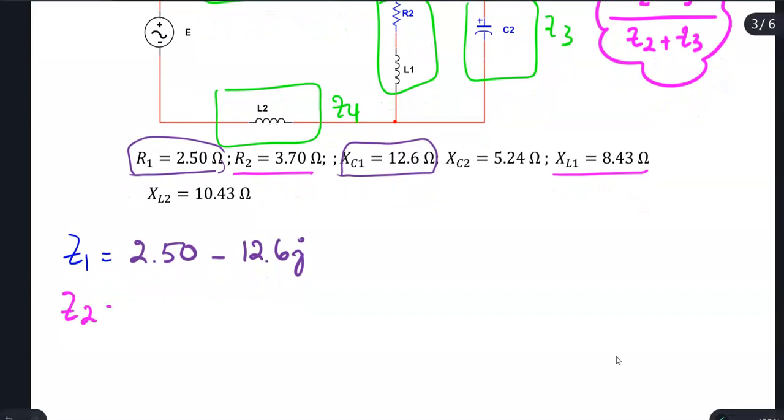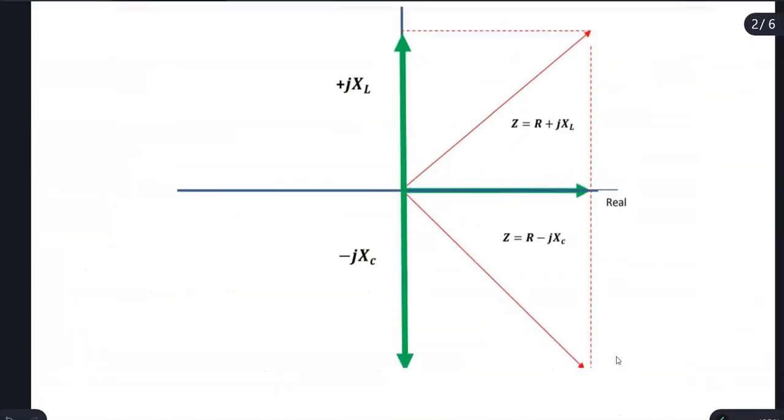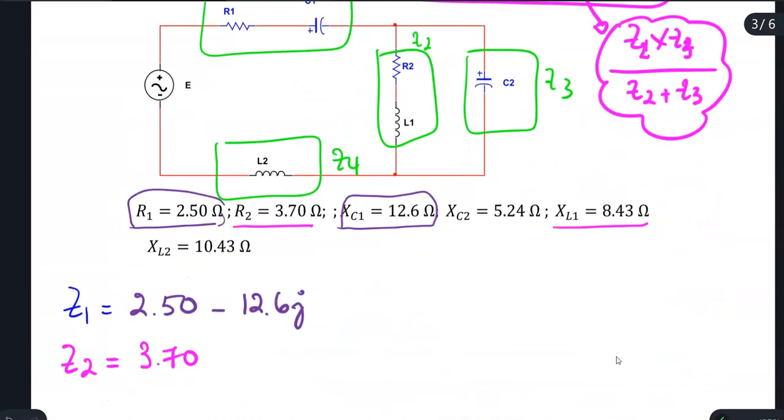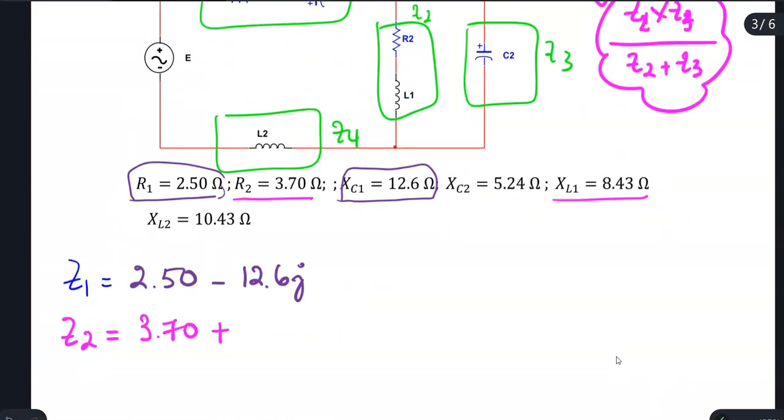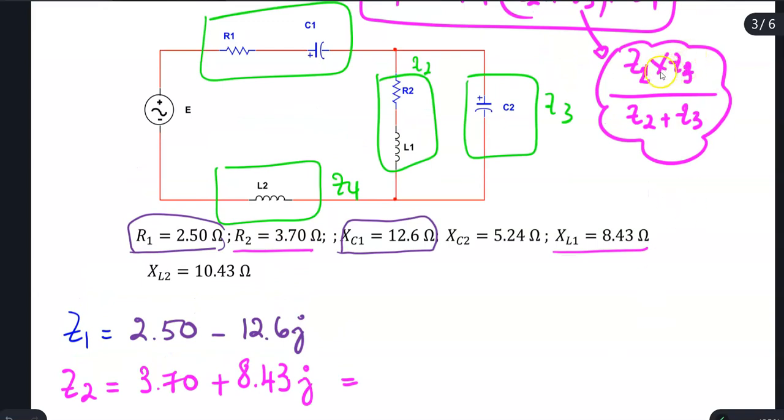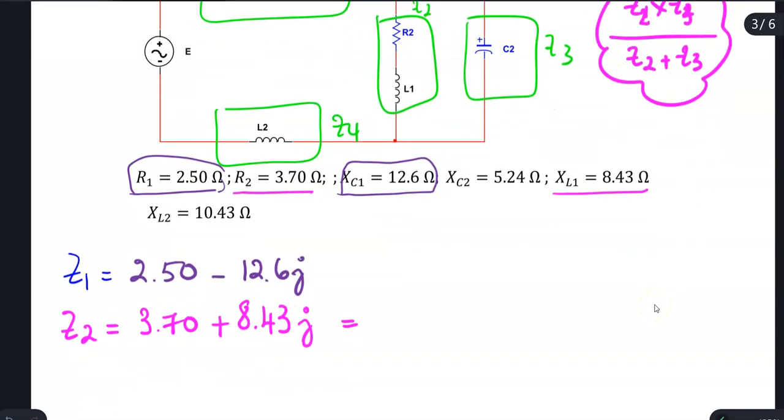So Z2 is equal to, the real part is 2.70, and then I have an inductor here, so it will take the positive part of J. I'm going to add that with this value, which is 8.43 J. And don't forget, Z2 is involved in the multiplication, so I'm going to convert that into polar form right away. I use my calculator to convert, and here I have this number, which I round to 3 decimal places to be consistent.